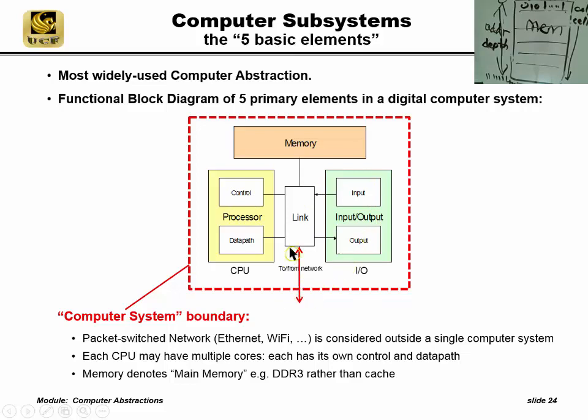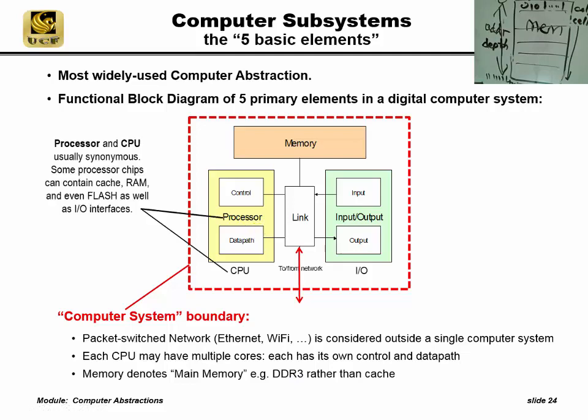In this class, we don't talk about networks. That's a separate class. We typically work with inside what we call the computer system boundary. And main memory, in our case, refers to primary storage like DDR, the 8 gigabytes rather than the cache. We'll find out later cache is actually inside the processor, a small amount of memory that's put there to make the processor faster. We'll explain why.